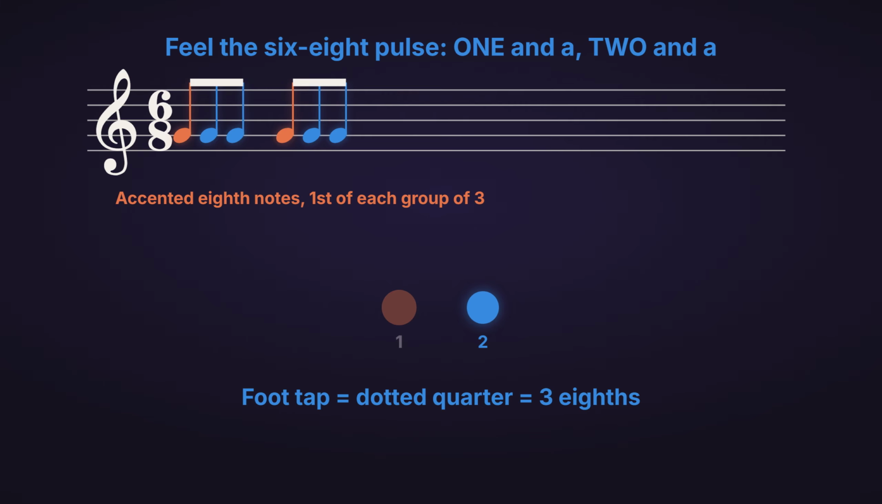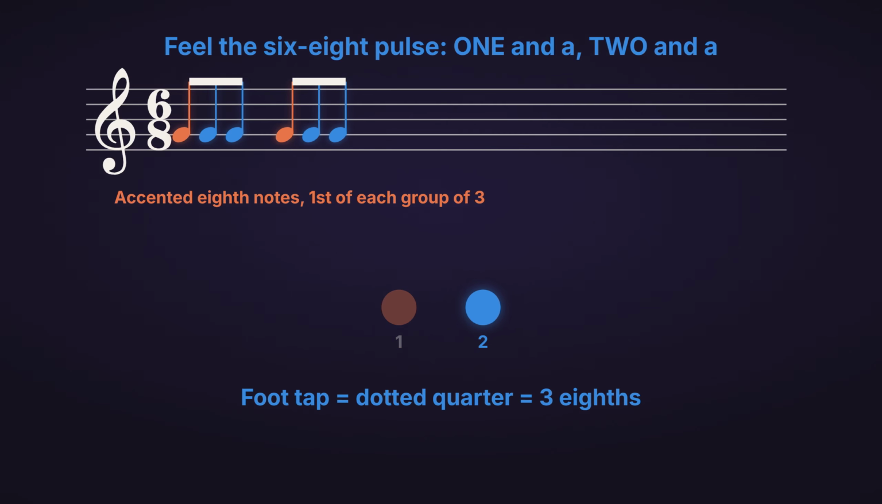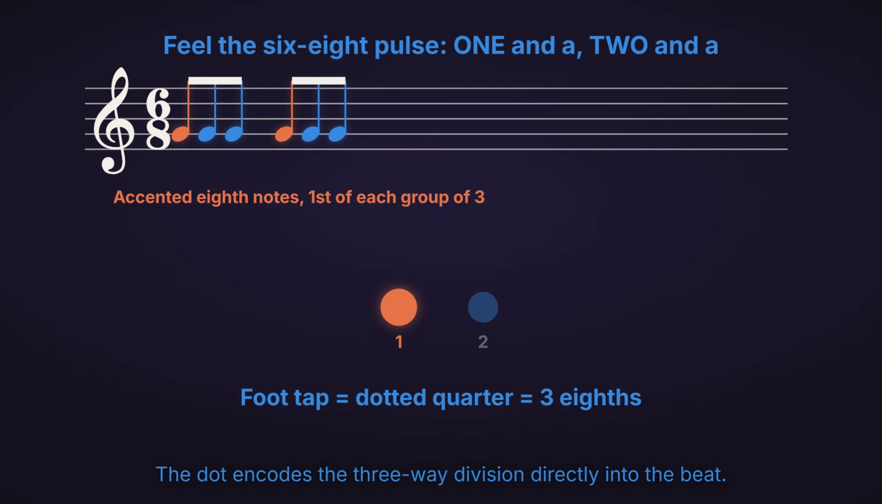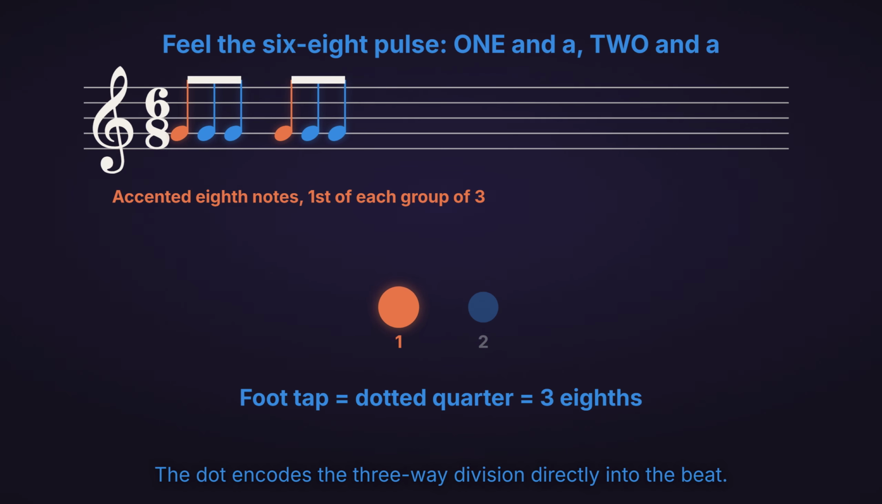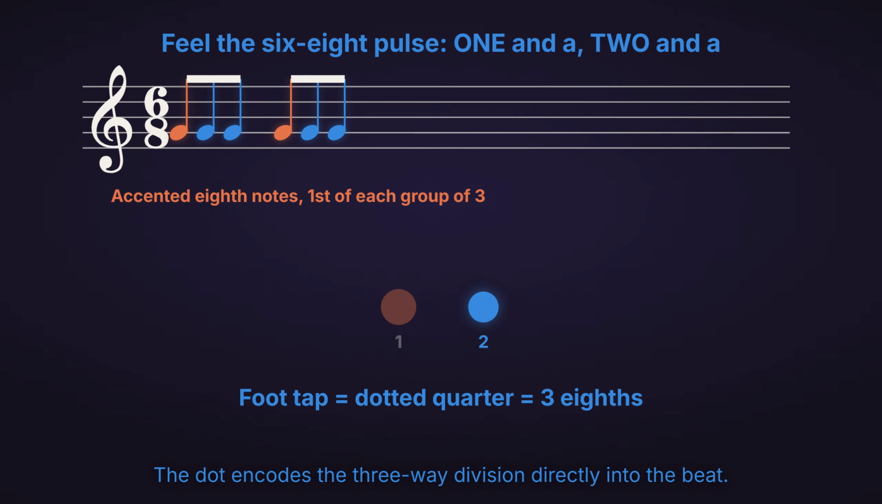A dotted quarter note lasts exactly 3 eighth notes because the dot adds half the note value. Quarter note gets 2 eighths. Add half of that and you get 3 eighths total. The dot is not decorative. It encodes the 3-way division directly into the beat unit. This is why dotted quarter notes appear so often in compound time. They are the natural beat unit when you divide by 3. Every compound signature with an 8 on the bottom uses the dotted quarter as its pulse.